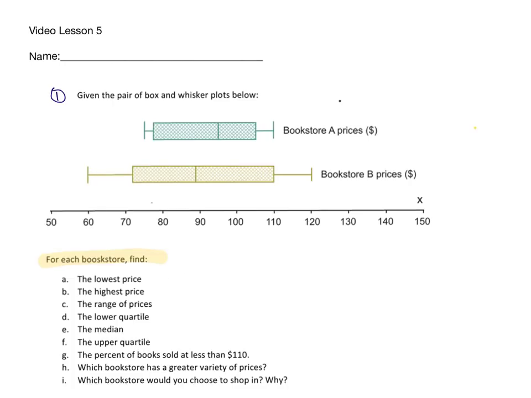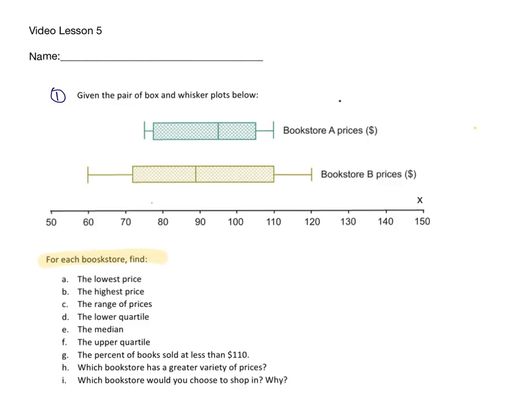As far as the highest prices, it looks like bookstore A is about 110, and bookstore B is a little over 120. So maybe 120, 121. Either would be accepted on a test or a quiz.